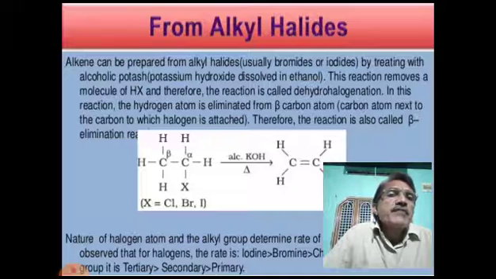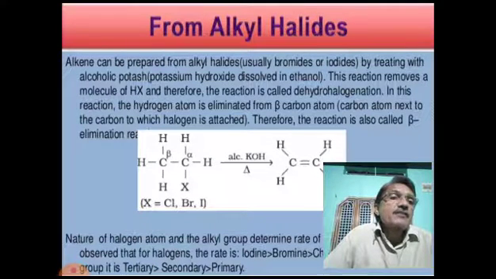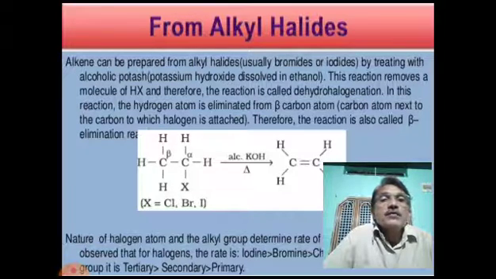Alkenes can be prepared from alkyl halides, usually bromides or iodides, by treating with alcoholic potash, that is potassium hydroxide dissolved in ethanol. This reaction removes a molecule of HX and therefore the reaction is called dehydrohalogenation. In this reaction, the hydrogen atom is eliminated from the beta carbon atom next to the carbon to which the halogen is attached. Therefore, the reaction is also called beta elimination reaction.